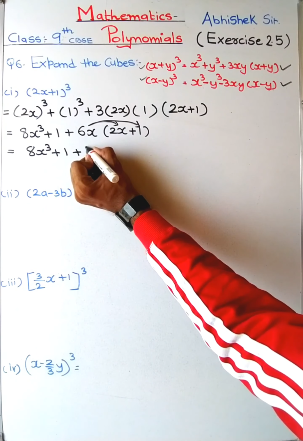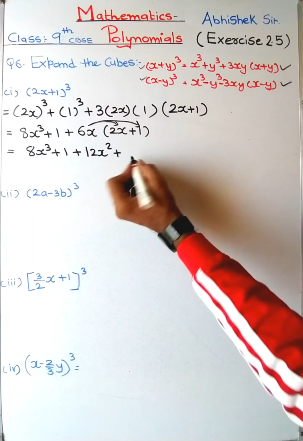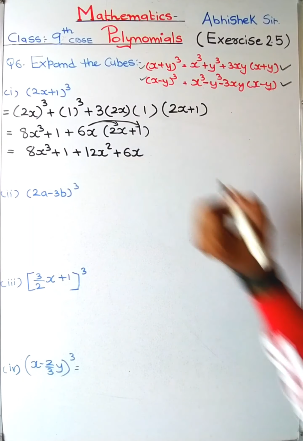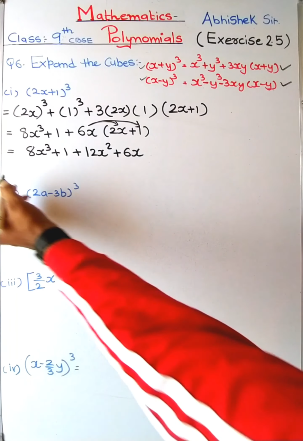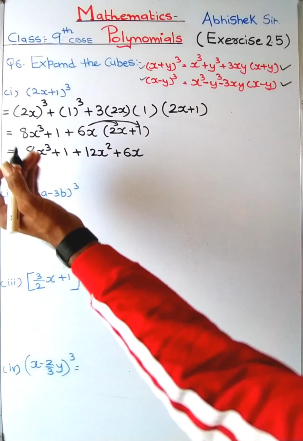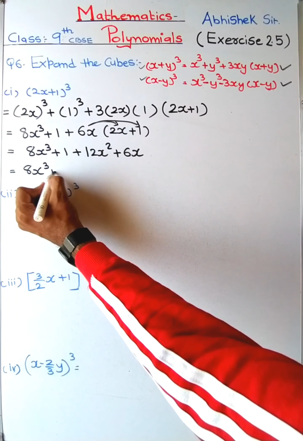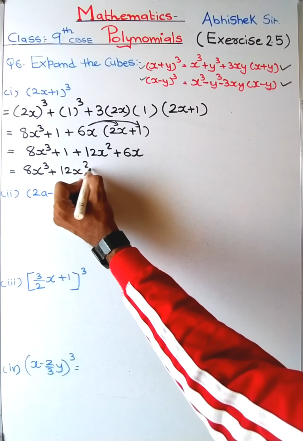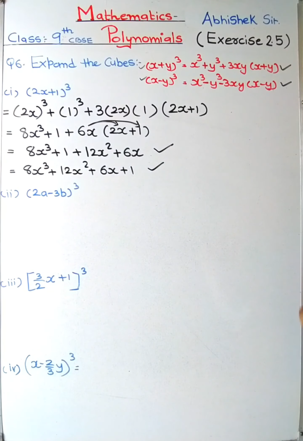That means it is 12x square plus 1. That means 6x into 1. That is 6x. Okay. So this is also a correct answer. Or if you want to write the decreasing order, so you can write 8x cube plus 12x square plus 6x plus 1. Both the answers are correct.